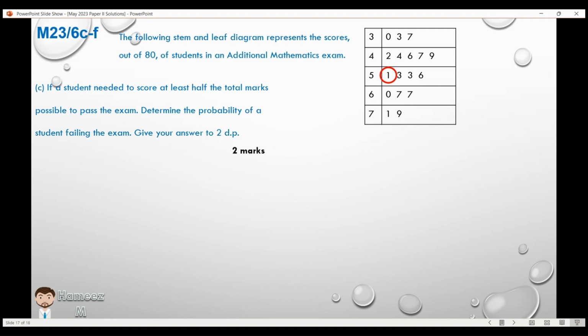So if we know that the total is 80 and the pass mark will be half of it, which is 40, how many students failed the exam? Well, let's indicate that with a little purple rectangle so we can see it will be those students who got 30, 37, and 33. As such, that would be 3 students out of the total number of students, which is 17. And since they want their answer to 2 decimal places, this gives us 0.18.